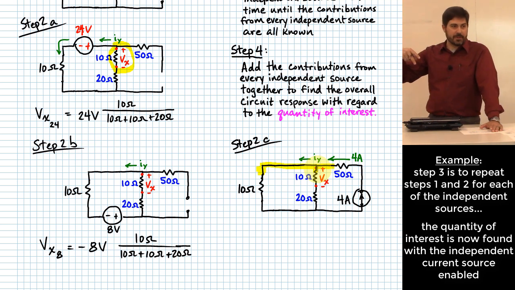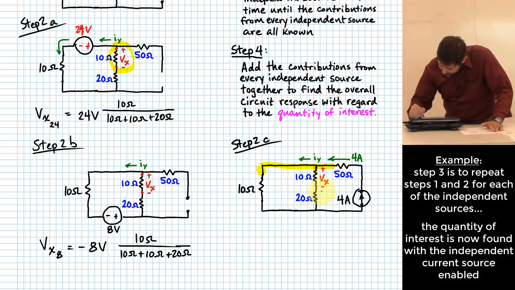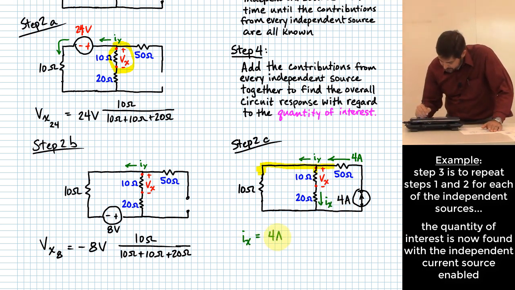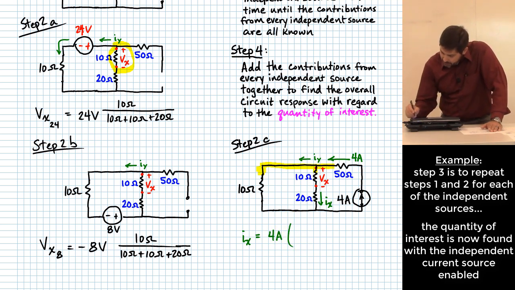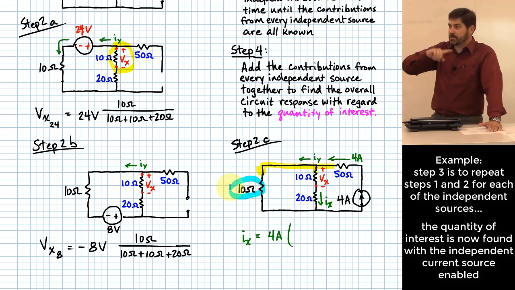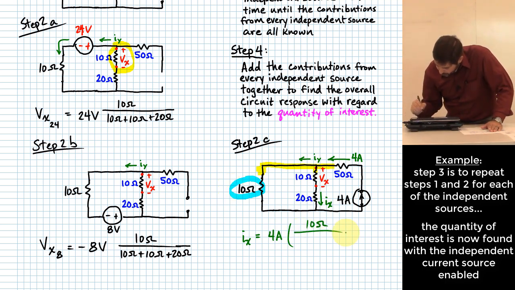Do we have a formula that might be useful for that? We do. Current division, right? What does current division say? Let me define this right here. Since I called that Vx, let me call this current right here Ix. So what is Ix going to be? Okay, 4 amps multiplied by 10 ohms, being the 10 ohms that I actually have over here, right? Because you're taking the path that's opposite of the one that you're actually trying to find. So I'm going to take 10 ohms over.